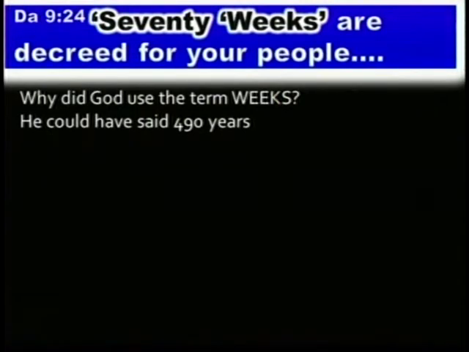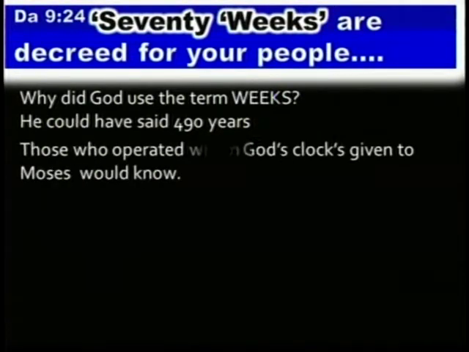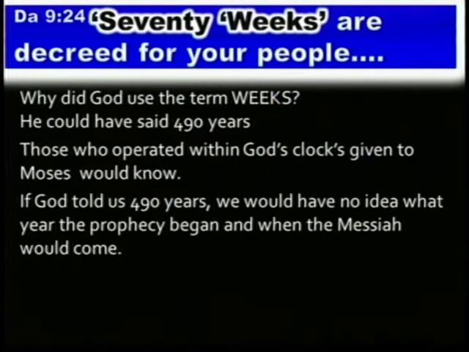Daniel 9:24, God said, 70 weeks are decreed for your people. Why did God use the term weeks? Couldn't he have just said 490 years? Those who operated within God's clocks given to Moses, they would know. If God told us 490 years, we would have no idea what year the prophecy began and when the Messiah would come.